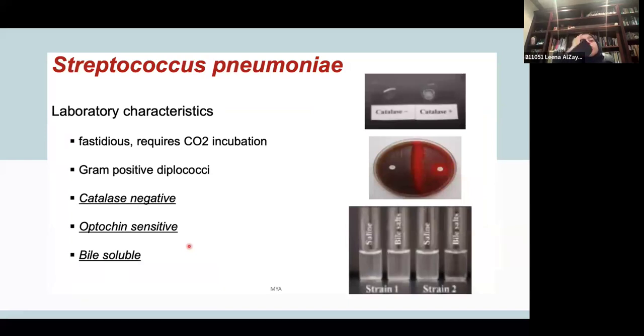No, let's start with strep. Strep is catalase negative, oxygen sensitive, and bile sensitive. So catalase positive meaning it has the catalase enzyme, optochin sensitive meaning it's sensitive to the optochin drug. It dies from the optochin. It's bile soluble meaning it doesn't precipitate in bile, it dissolves in it. It's gram-positive diplococci, and it's fastidious, so it requires CO2.